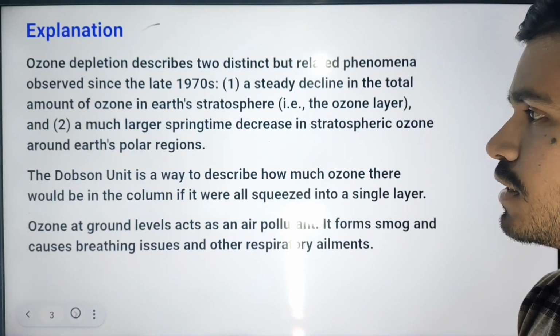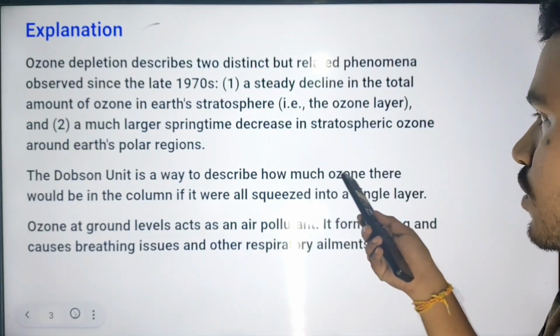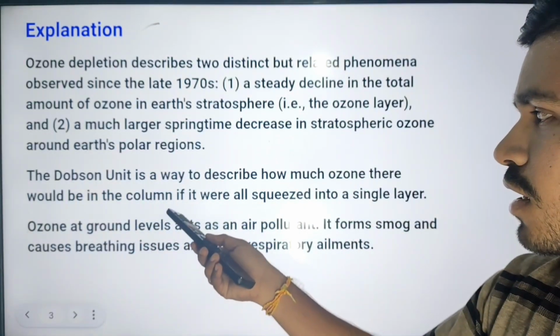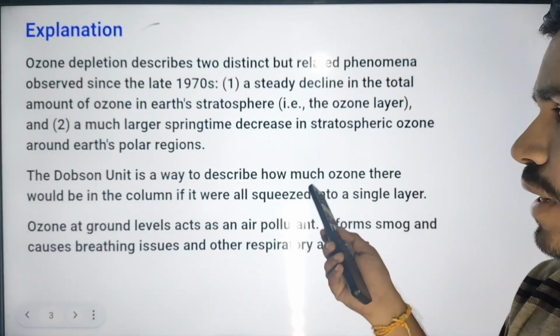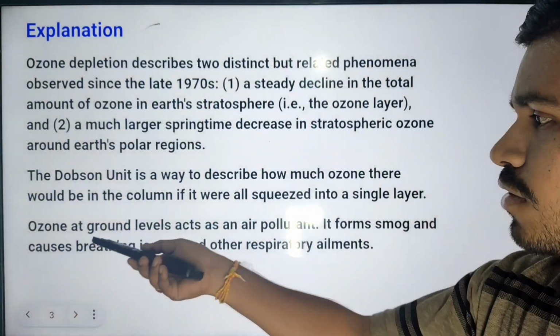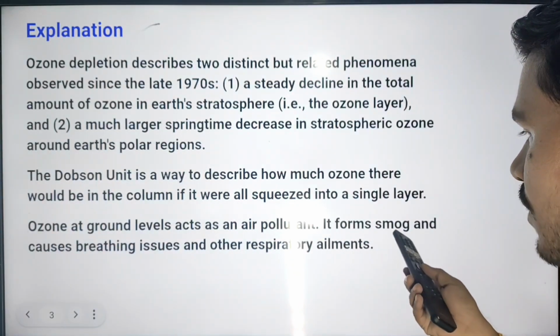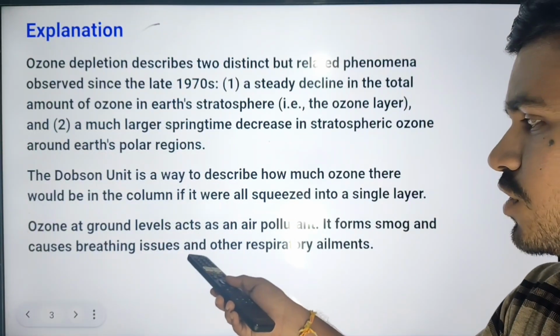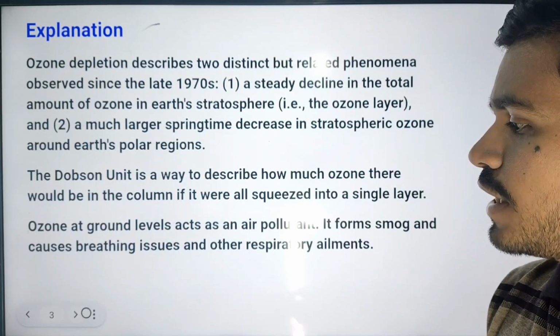If you see the explanation, the Dobson unit is a way to describe how much ozone there would be in the column if it were all squeezed into a single layer. By that we can find the ozone quantity. So here ozone at ground level acts as an air pollutant. It forms smog and causes breathing issues and other respiratory ailments. So next question.